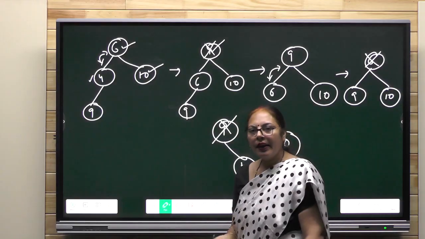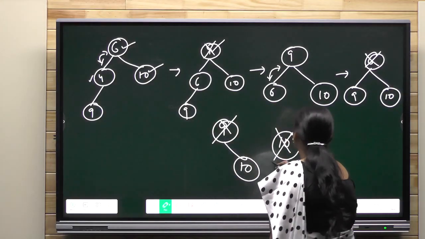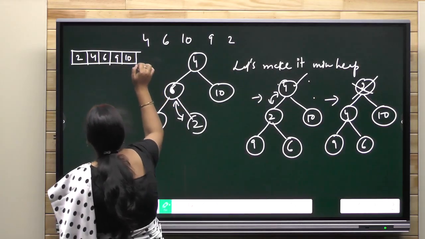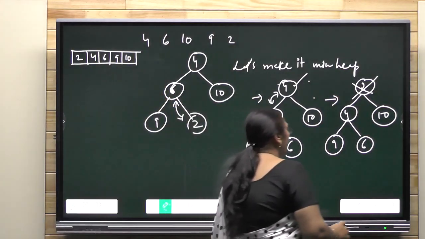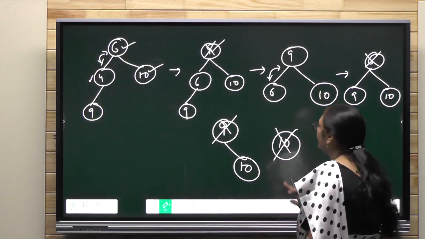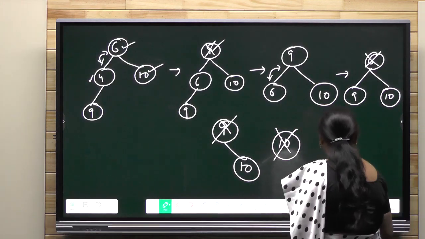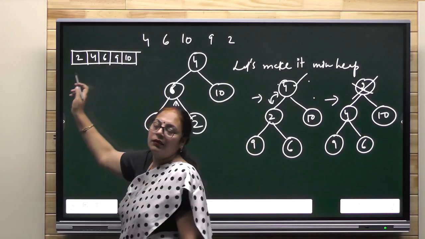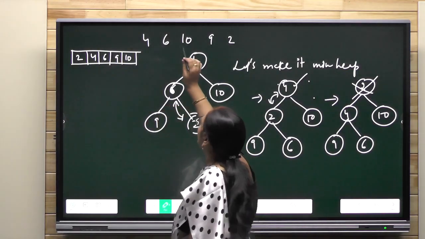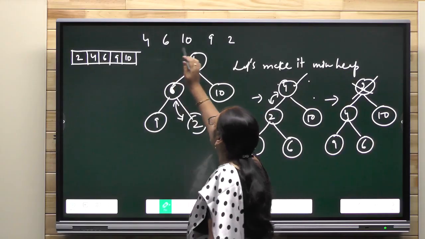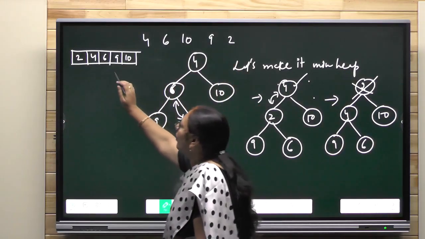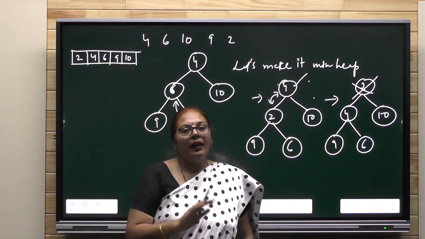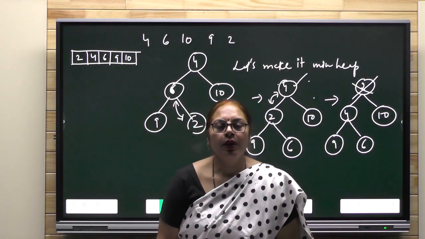10 will be deleted again and kept in the array. So here we keep the 10. Now the tree is empty, so we repeat the process till the tree is empty. Now the tree is empty, and what have we got here? 2, 4, 6, 9, 10, the sorted list of elements. We started from 4, 6, 10, 9, 2, and we got the resultant array 2, 4, 6, 9, 10. That means the array is sorted. This is how heap sort works.